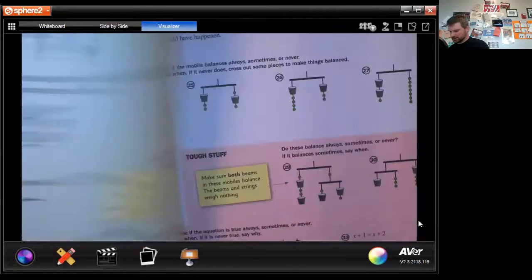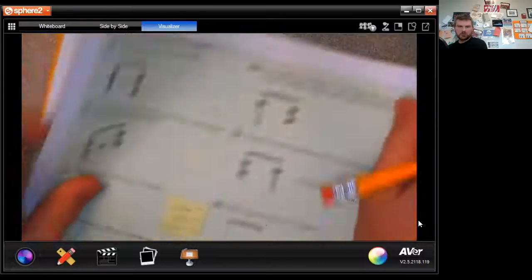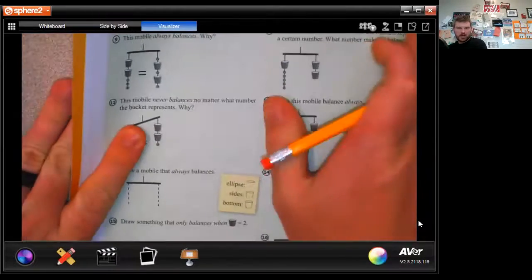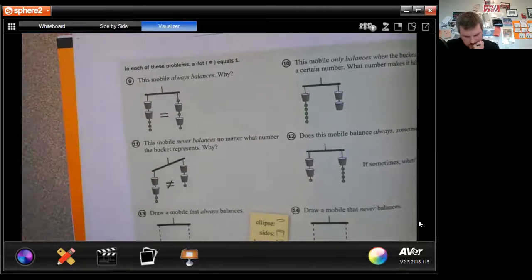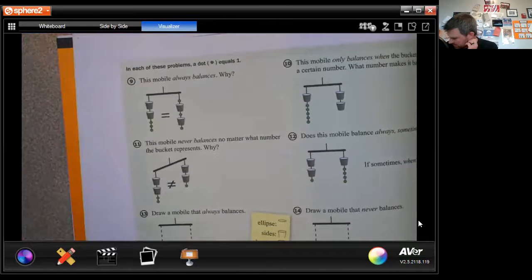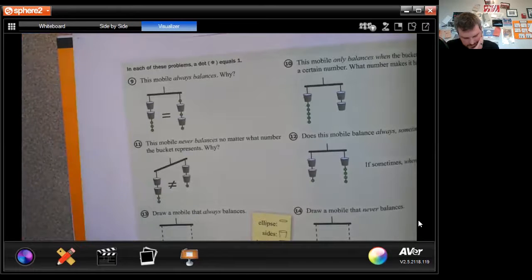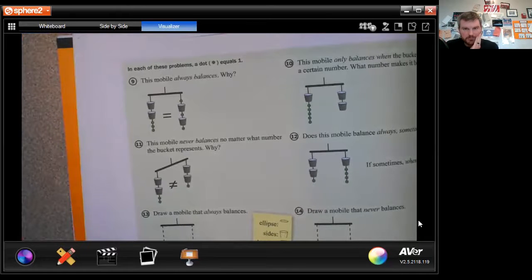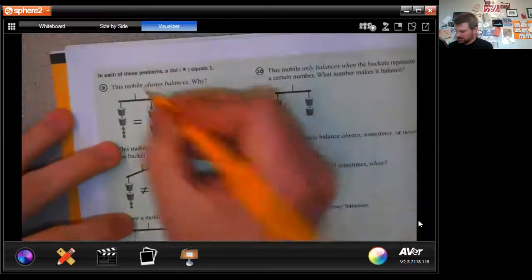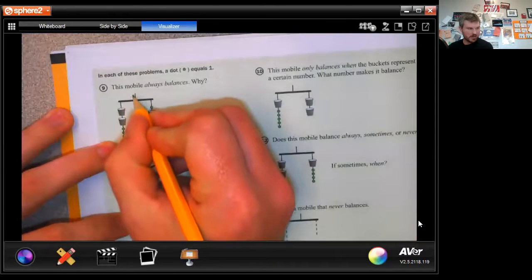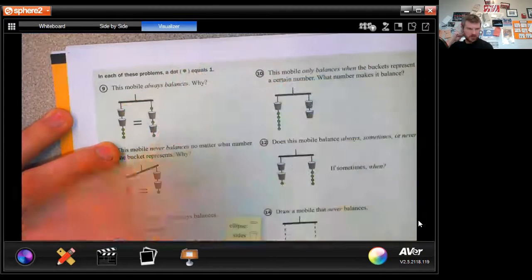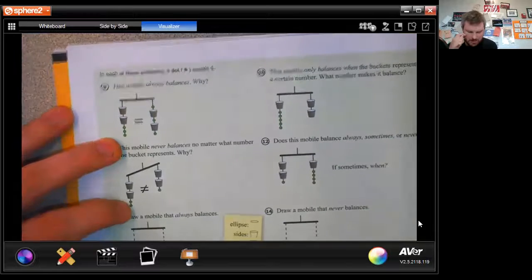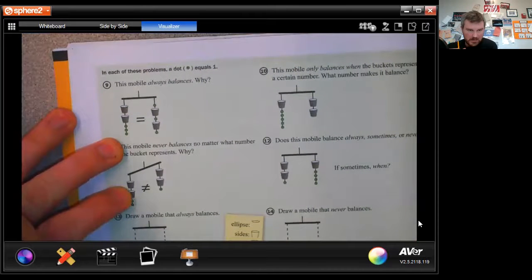Now let's turn the page here. We're gonna start looking at mobiles, okay? And this is just balancing an equation, okay? So on 9 through 12 or 16 here, we're just gonna look at just the mobiles. If you don't know what it is, this is a string that's hanging, and this is like a rod, and it's kind of balancing here. And they're just going to ask us some questions about it. And it can represent any type of equation.